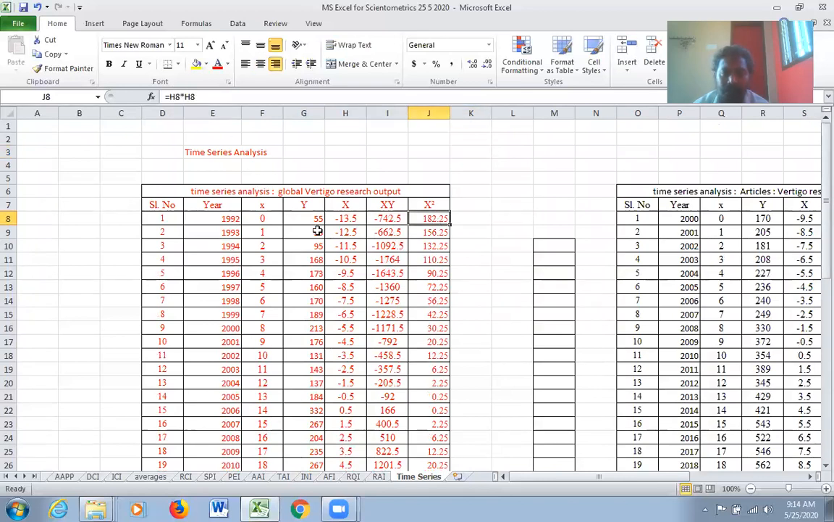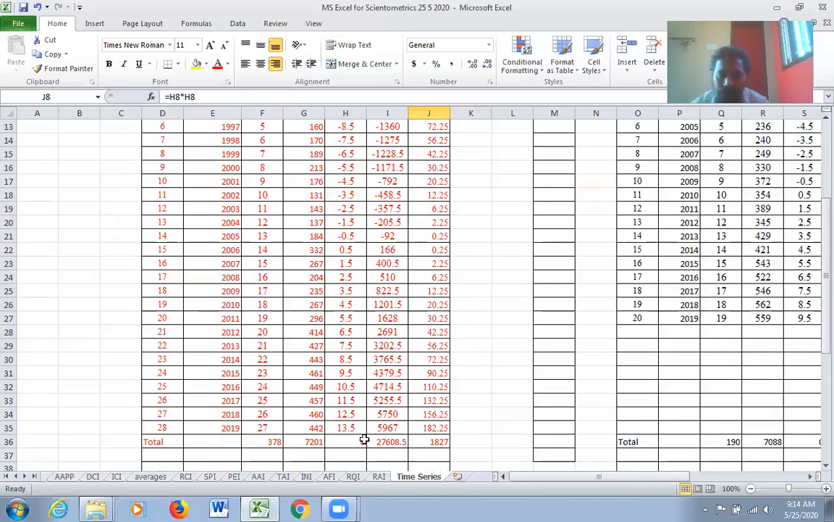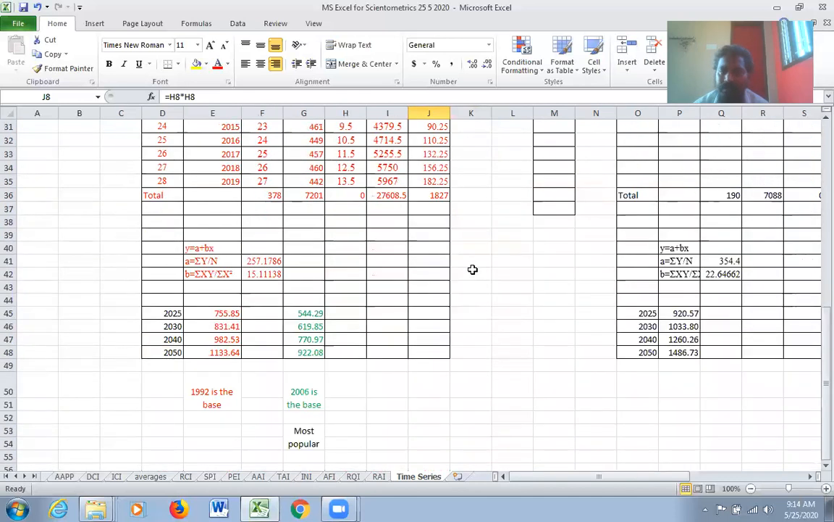Then X square. 13.5 into 13.5, both are minus, so the result is positive. This way you calculate X square for all years. So now we have calculated sigma X, sigma Y, sigma XY, sigma X square. So we have calculated all totals also. Now let us go for the estimation.